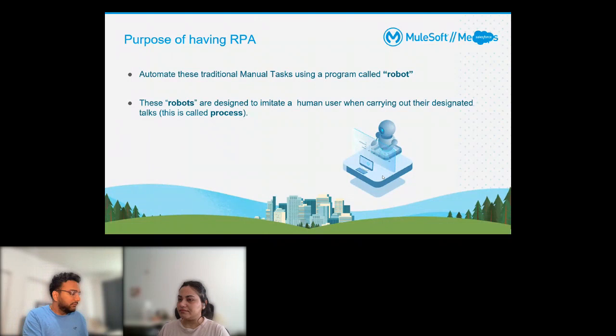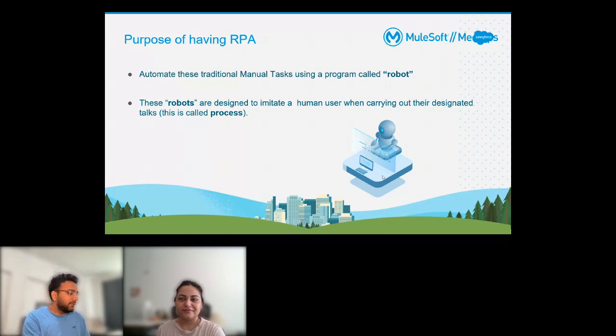For example, we need to go through an Excel sheet, filter out the data based on certain conditions, create a new file and place it in some folder. This is the manual task that we are doing. These robots are designed to do all these tasks step by step. That's why it is called a robot.